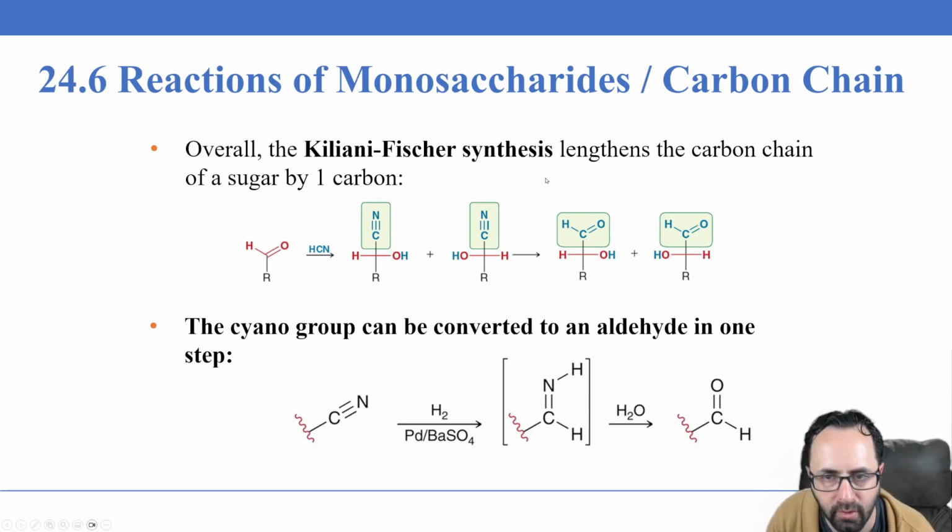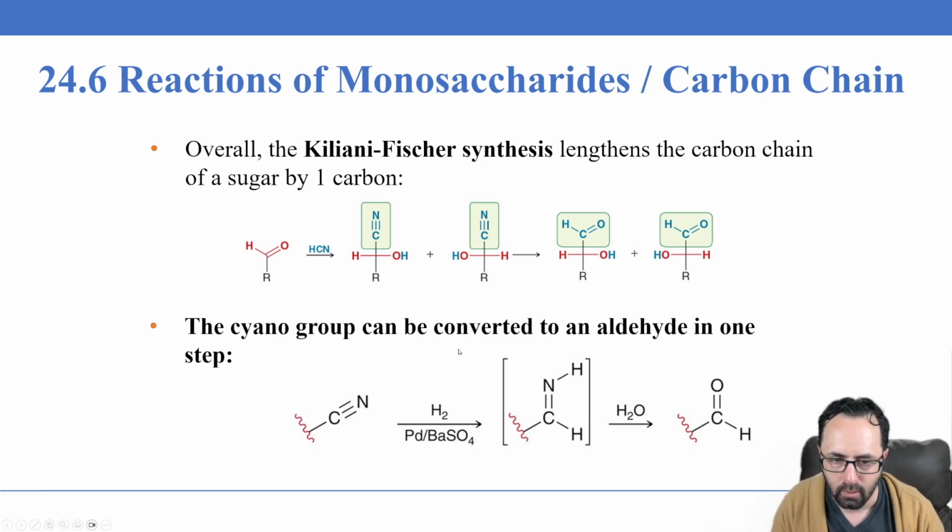Overall, the Kiliani-Fischer synthesis lengthens the carbon chain by one carbon, as I just said, but retains the terminal aldehyde here. After this reaction, the cyano group can be turned into an aldehyde in one step by reaction with hydrogen in the presence of palladium catalyst and barium sulfate. This will produce the C double bond N with the H, ultimately protonating the nitrogen here, and ultimately this leads, with reaction with water, to an aldehyde.